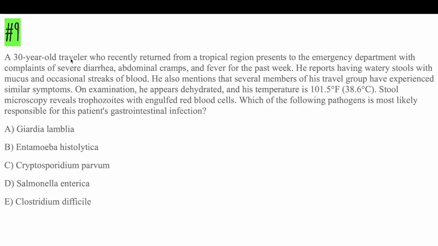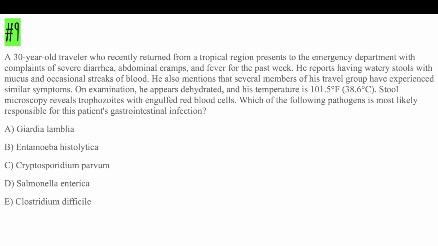A 30-year-old traveler who recently returned from a tropical region presents to the emergency department with complaints of severe diarrhea, abdominal cramps, and fever for the last week. He reports having watery stools and mucus and occasional streaks of blood. He also mentions that several members of his traveling group experienced similar symptoms. On exam, he appears dehydrated. His temperature is 101.5. Stool microscopy reveals trophozoites with engulfed red blood cells.